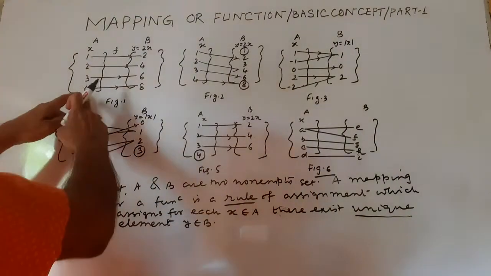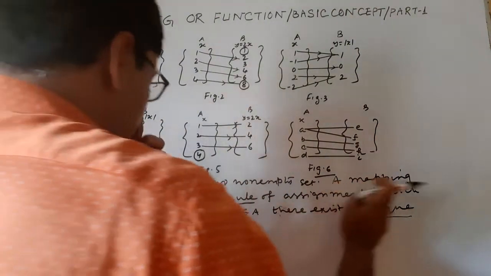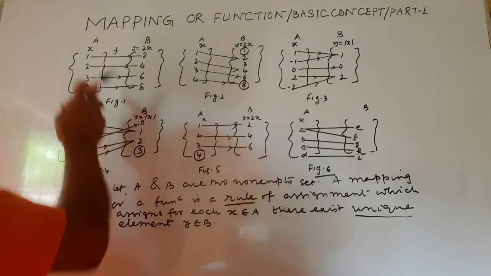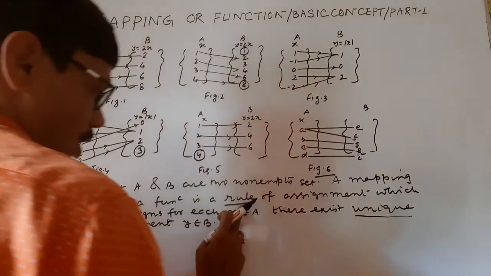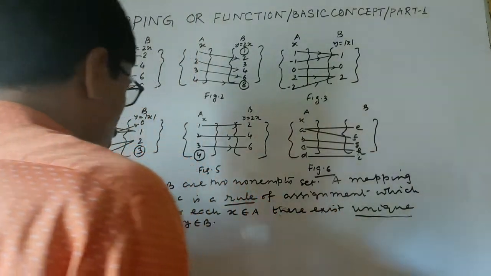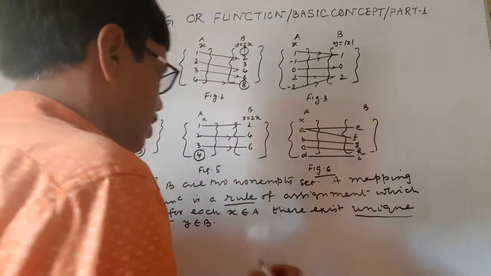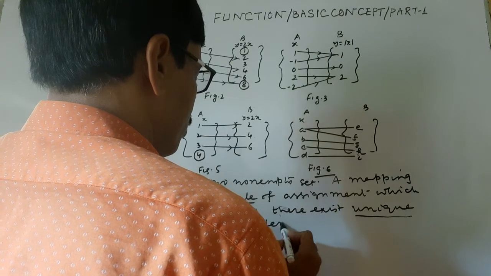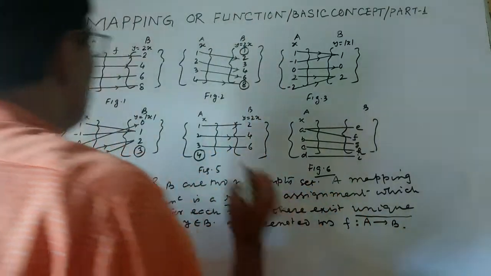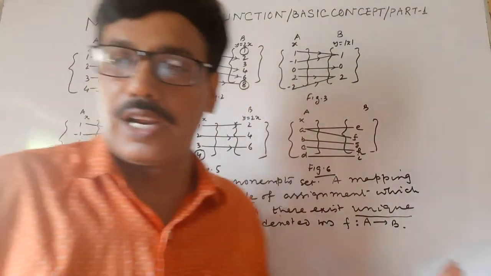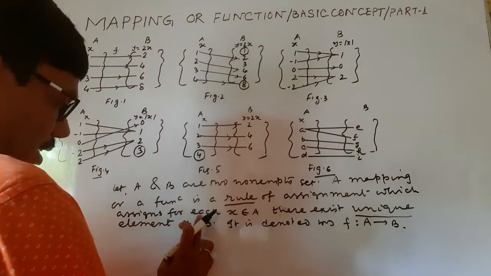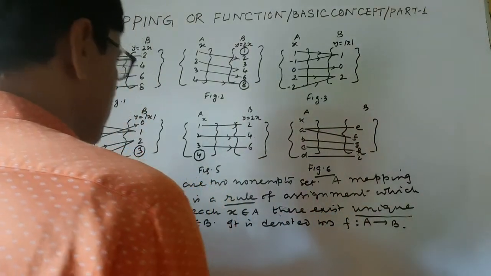So look at it again. A and B are two non-empty sets. A mapping or a function. It's a rule. Rule of correspondence. What is the rule? For the first one, two times of A. It's a rule of assignment. It assigns for each x belonging to A, there exists a unique y belonging to B. It is denoted by f colon A to B. This rule is f. You can take it g also. You can take it h. This is arbitrary.